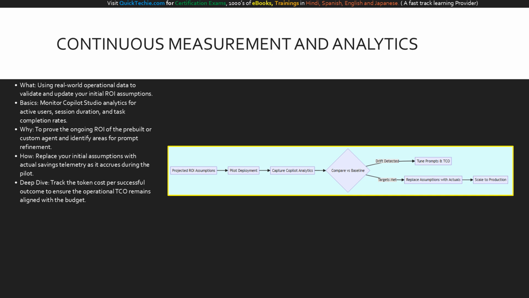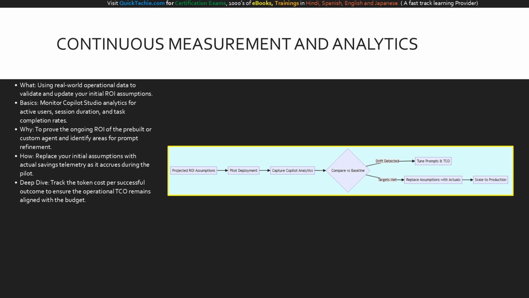How do we operationalize this? You must actively replace your initial mathematical assumptions with actual savings telemetry as it accrues during your 8-week pilot. Taking a deep dive into cost management, you must rigorously track the token consumption cost per successful outcome. This guarantees that your recurring operational TCO remains perfectly aligned with your approved budget, ensuring long-term financial success.